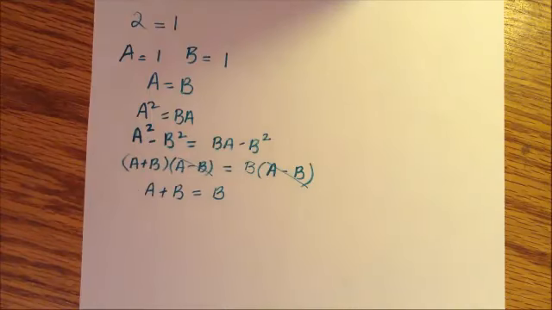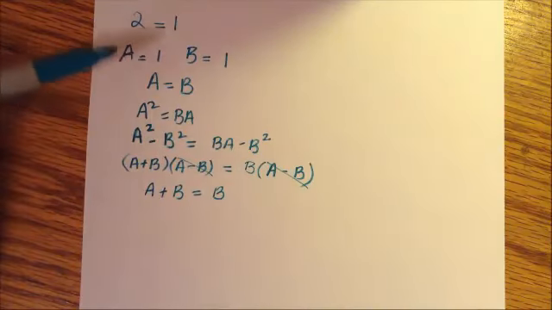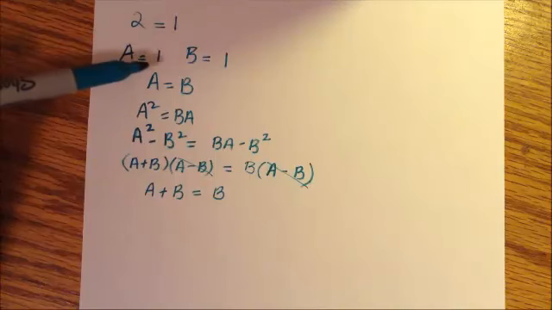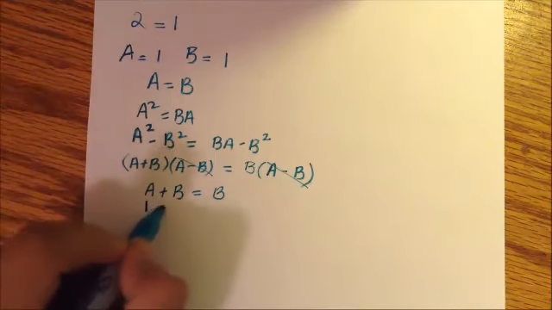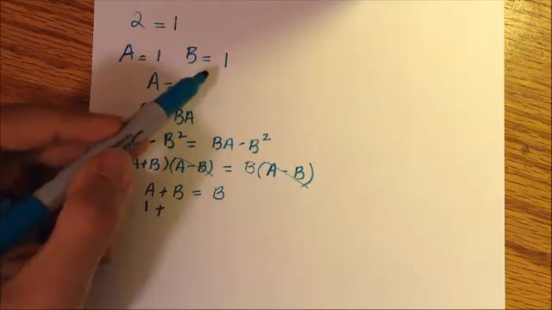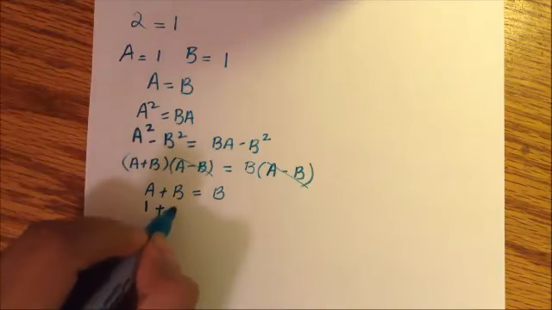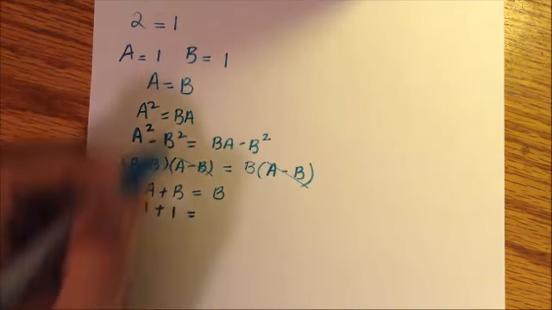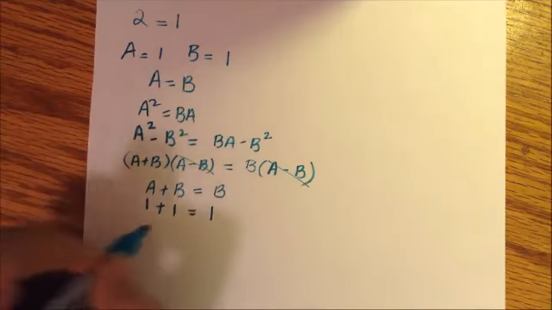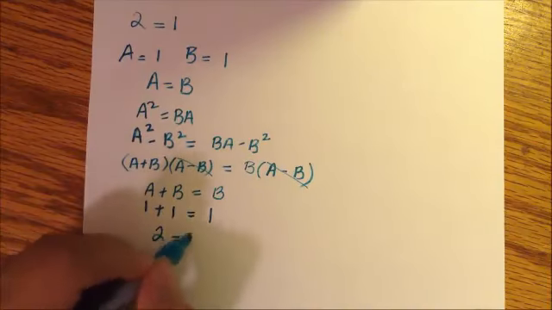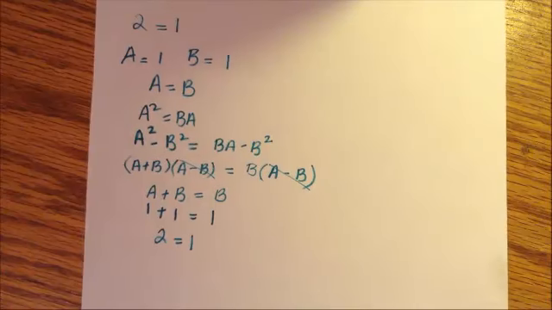equals B. Okay, now we're going to go to the top of the problem, and we're going to say that A is equal to 1. So we're going to have 1, also B is equal to 1, so we're going to have plus 1 again equals B is 1, so we're going to have 2 is equal to 1.